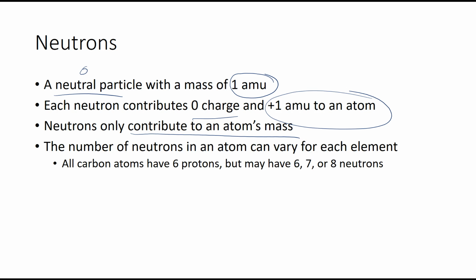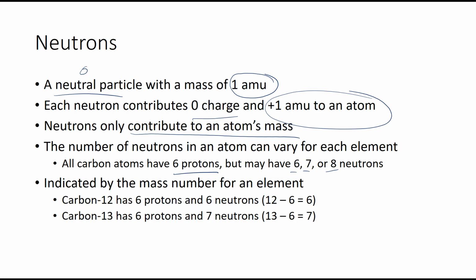All right? Now, the number of neutrons is not, so like protons, like I said, if I have carbon, all carbon has 6 protons. Now, it may have 6 neutrons, or 7 neutrons, or 8 neutrons, depending on what variety of carbon we have. Okay? So the number of neutrons for a particular type of atom can vary, whereas the number of protons is a constant.